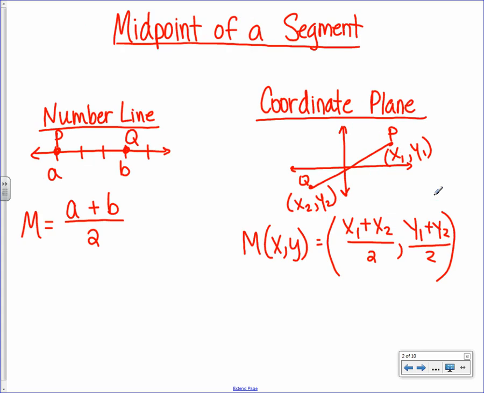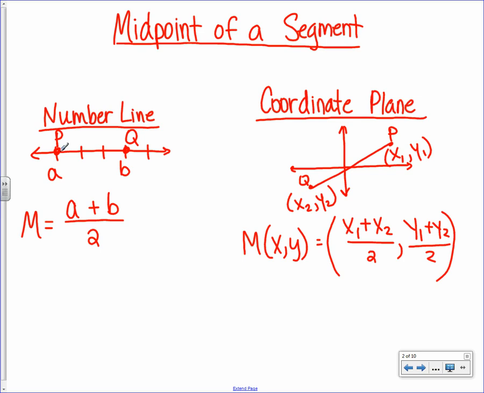Okay. So now we have the midpoint of a segment. Midpoint means what? Middle, right? Smack dab in the middle. So when it's on a number line, you just average them. You take one plus the other, divide by 2. That's an average, right? Same thing for a coordinate plane. You average the x's, x1 plus x2 over 2, and average the y's, y1 plus y2 over 2.